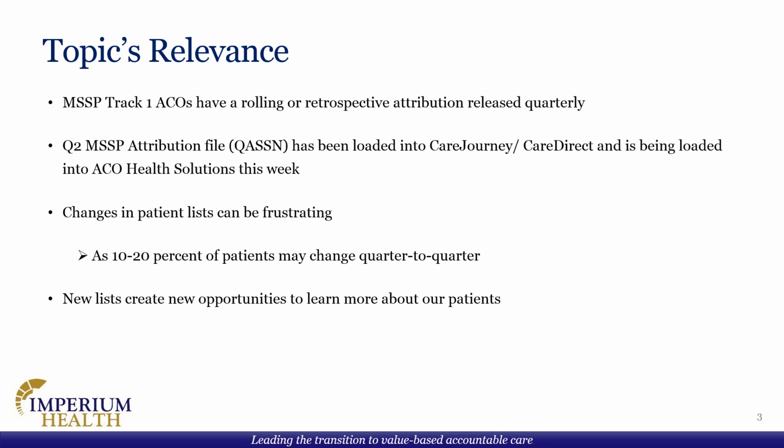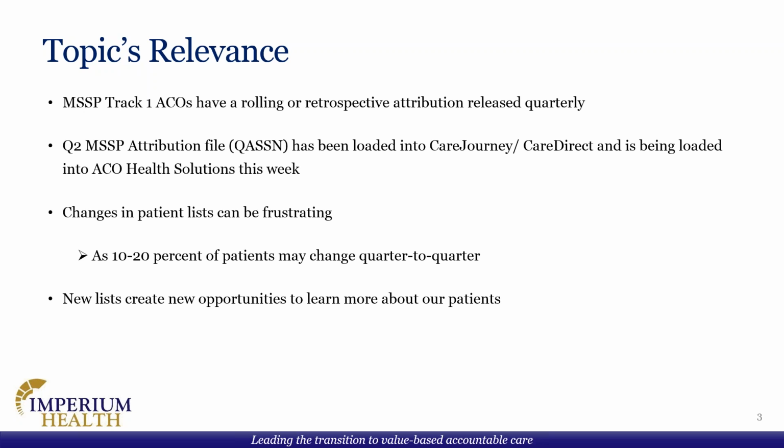Now, we know that Medicare Shared Savings Program Track 1 ACOs get a rolling or retrospective attribution that's released on a quarterly basis. And that quarterly attribution can be a little bit frustrating because there can be as much as 10 to 20% change in attribution of those patients quarter over quarter. You may have a patient on your initial list that falls off in the next quarter, but then could reemerge or reappear on the second or third quarter list.